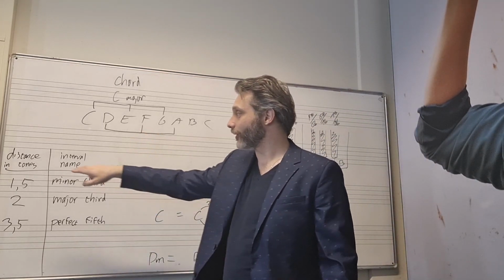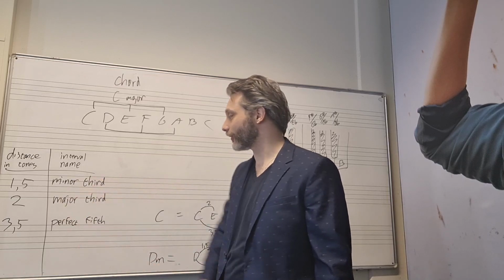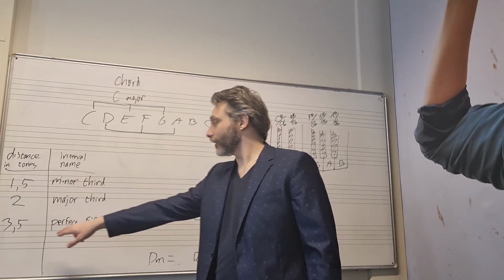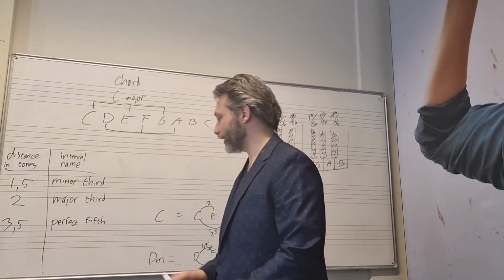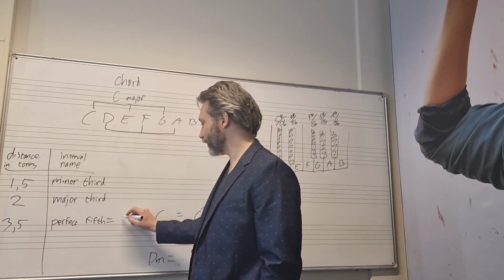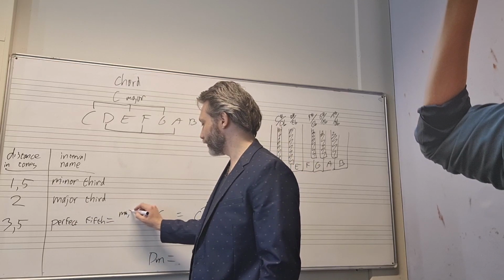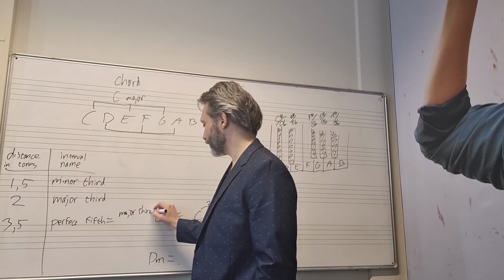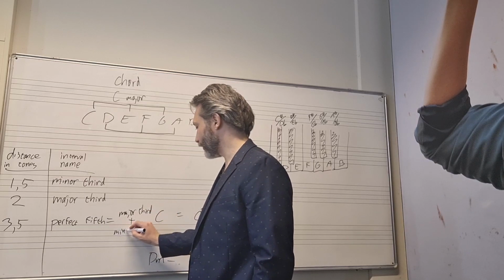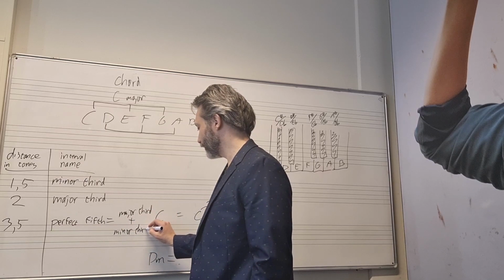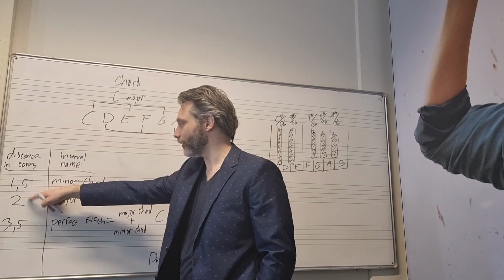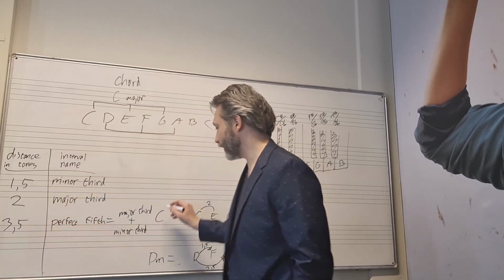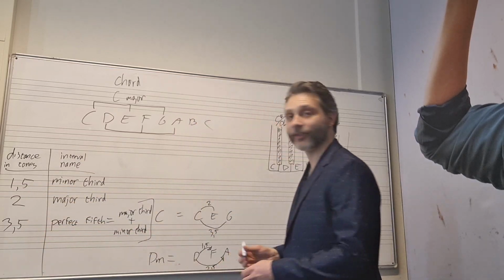A minor third being 1.5 tone, major third being 2 tones. A perfect fifth, 3.5 tones, which means a perfect fifth is major third plus minor third, right? Because 1.5 plus 2 equals 3.5. So that distance is the same as those two added together.